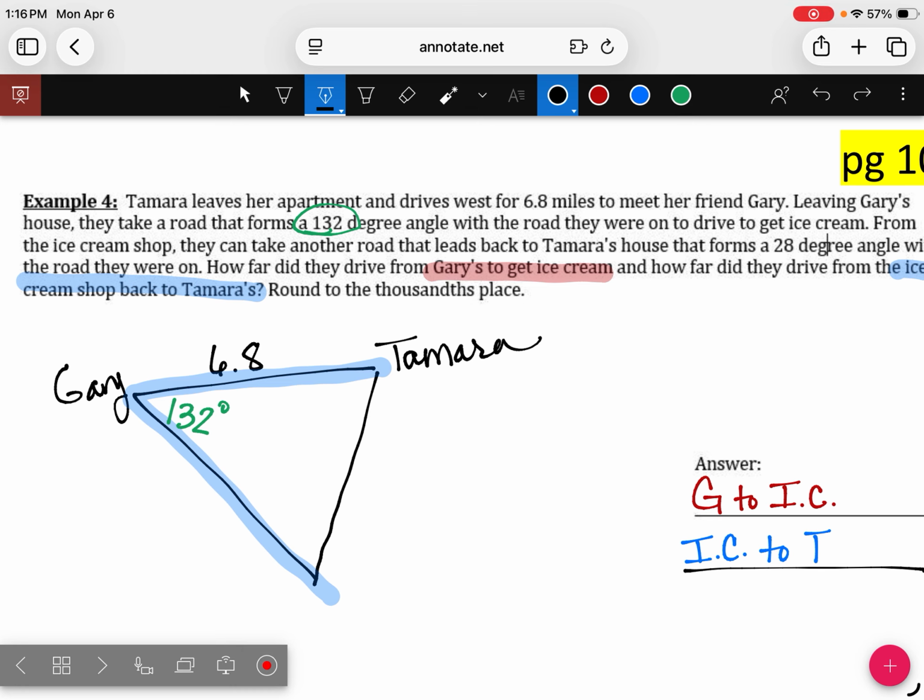All right. So then they take that street to get ice cream. Now from the ice cream shop, so this is ice cream down here, it says from that road, they take to Tamara's house. So from these two streets here, this street and this street form a 28-degree angle.